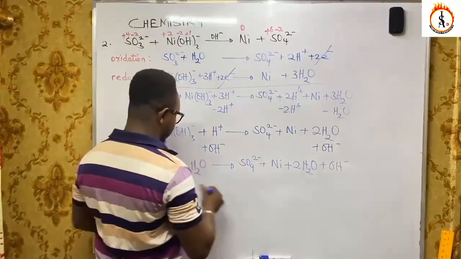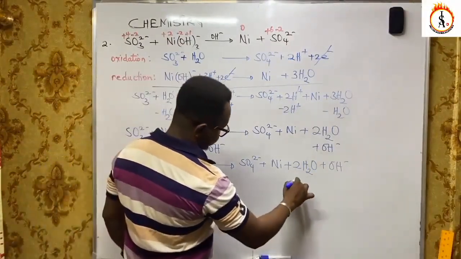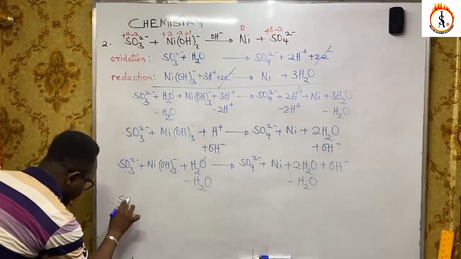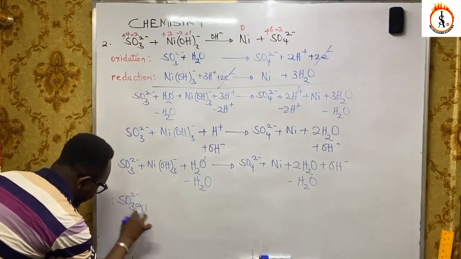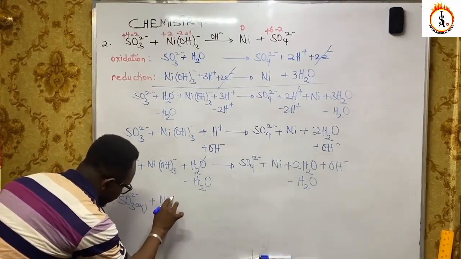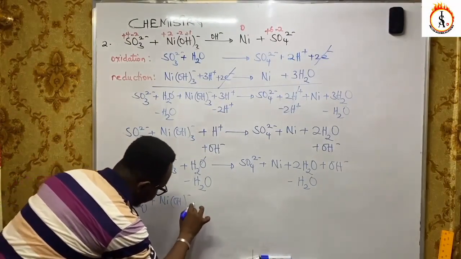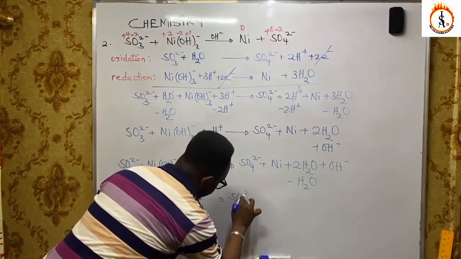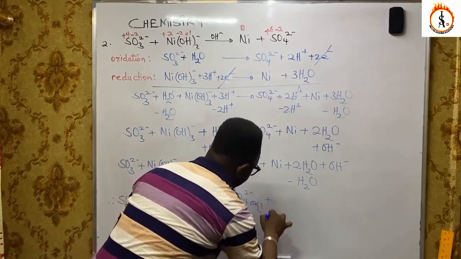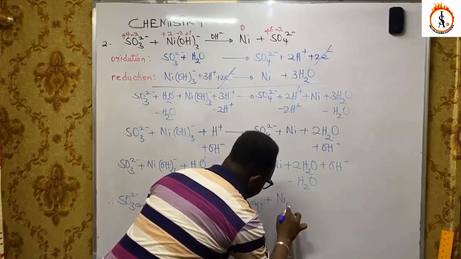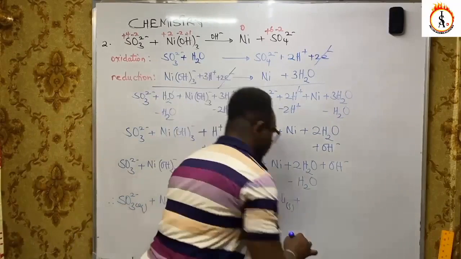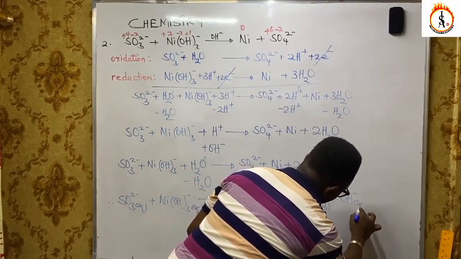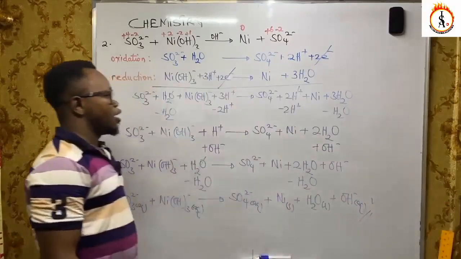We have water here, so what we do, we subtract here by a molecule of water, also by a molecule of water, so this cancels. Our final equation, therefore, is sulfide ion aqueous react with nickel hydroxyl ion aqueous to produce sulfate ion aqueous plus nickel solid. 2 minus 1 gives us 1. There's water molecule liquid and the hydroxyl ion aqueous. So this becomes your balanced equation.